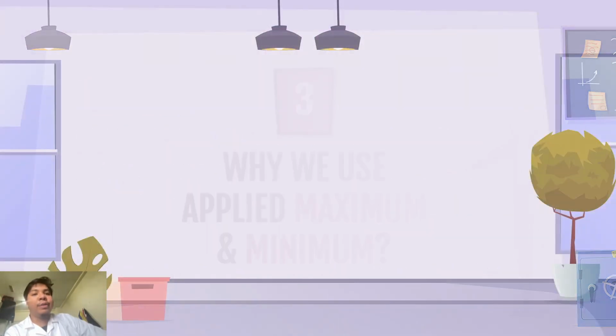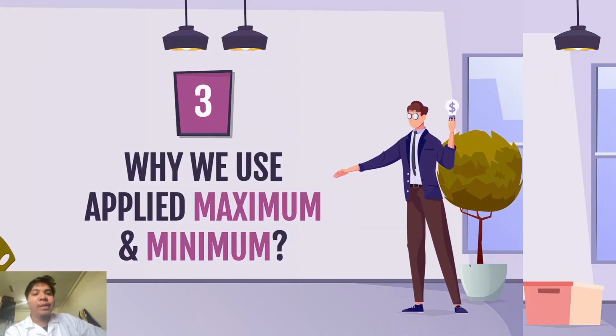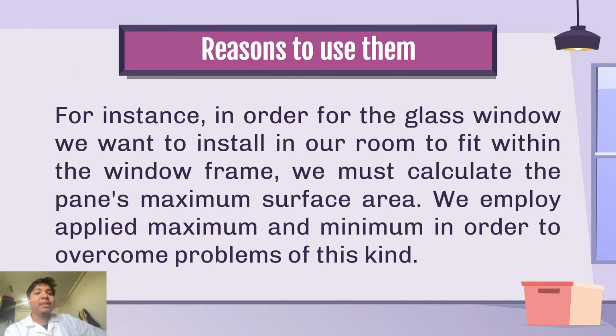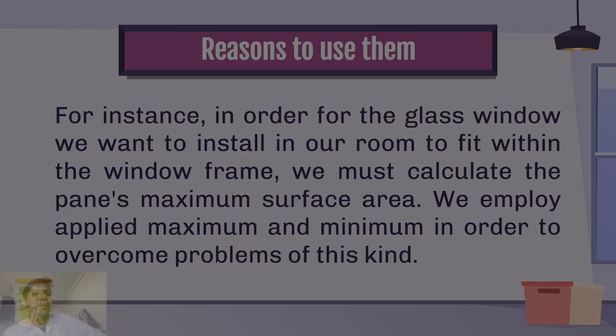And then, why we use maximum and minimum. Reason to use them, for instance, in order for the glass window we want to install in our room to fit within the window frame, we must calculate the pane's maximum surface area. We employ applied maximum and minimum in order to overcome problems of this kind.